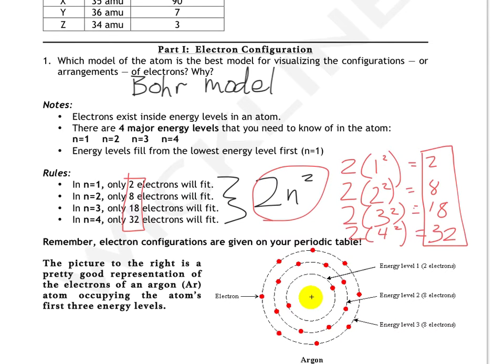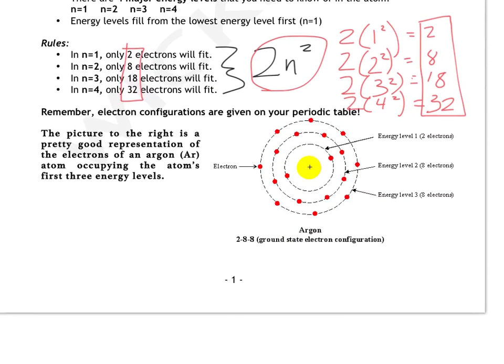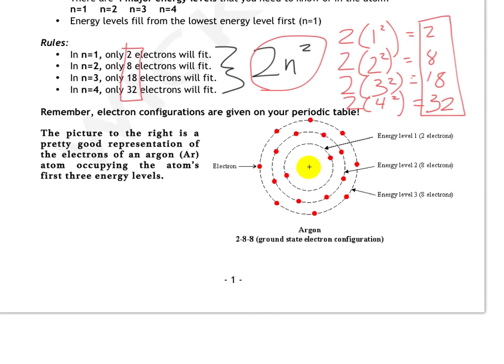All right, so then I was talking about this diagram. Electron configurations are given on your periodic table, and the diagram to the right is a pretty good representation of the electrons in an argon atom. Argon has the electron configuration of 2-8-8, which we can get right off of your periodic table. Add an exclamation point there. And once you have that 2-8-8, you can fill in electrons into the model. Put 2 electrons in the first orbit, put 8 electrons in the second orbit, and put 8 electrons in the third.